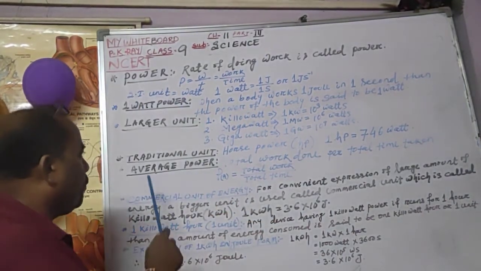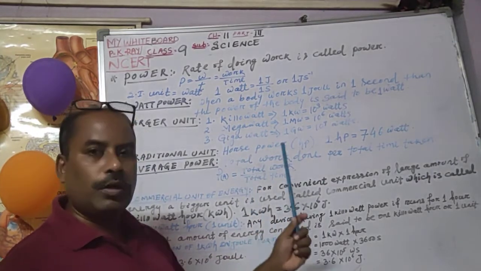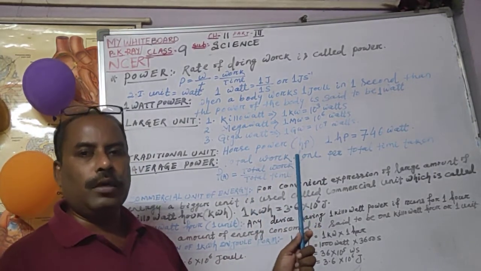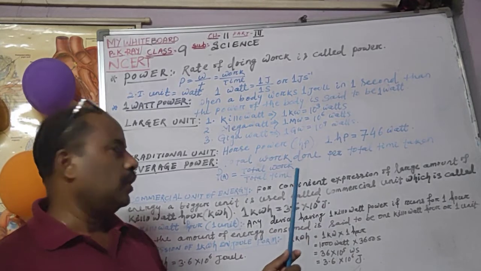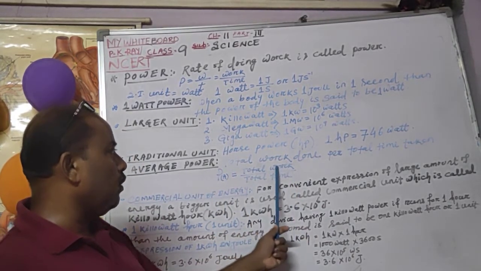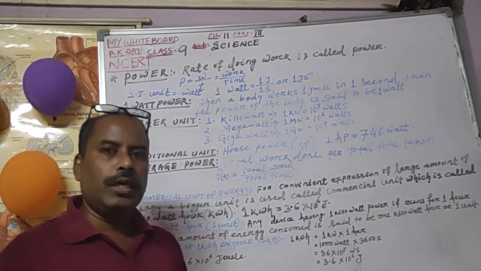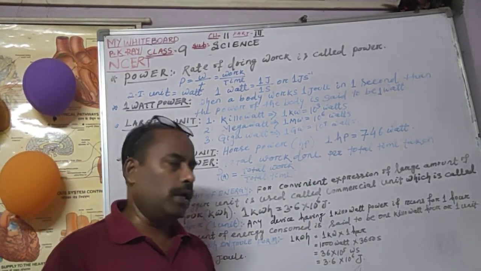So here average power can be found as the sum of total work per sum of total time. That's why we write average power is equal to total work done by total time taken. In this way, we can also find out the average work.